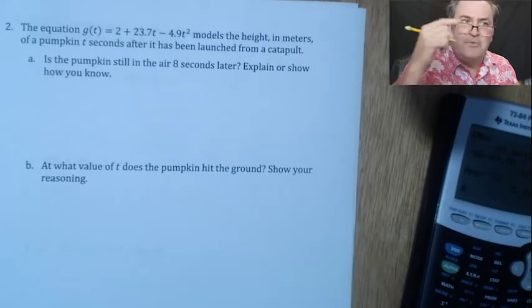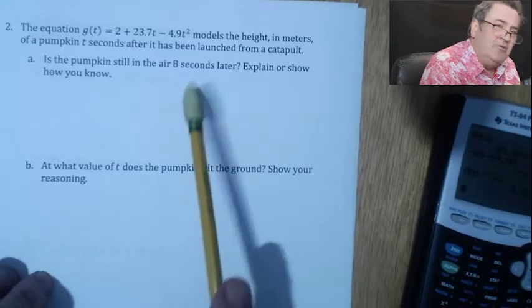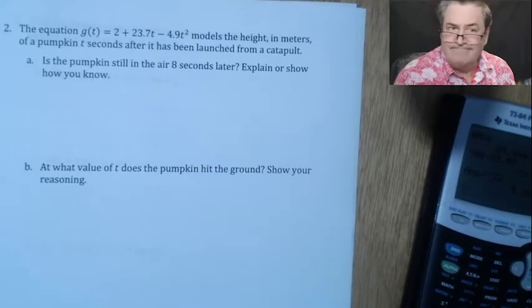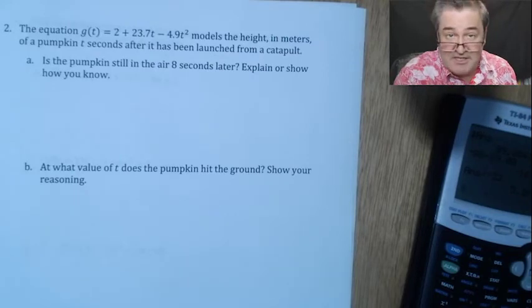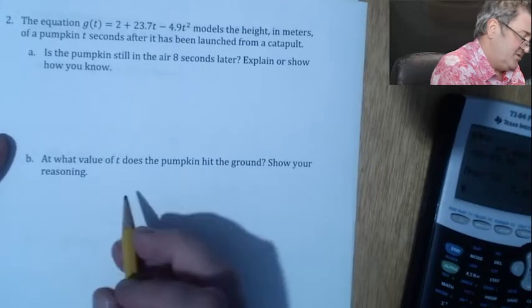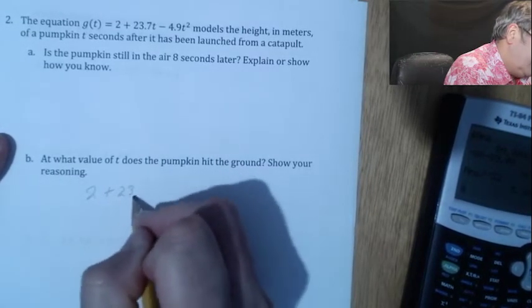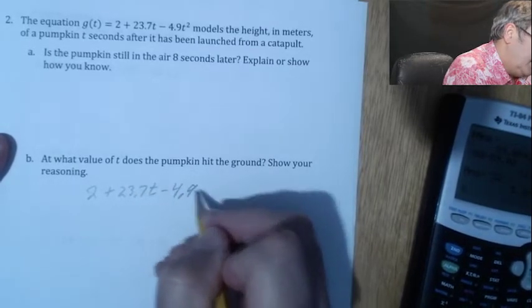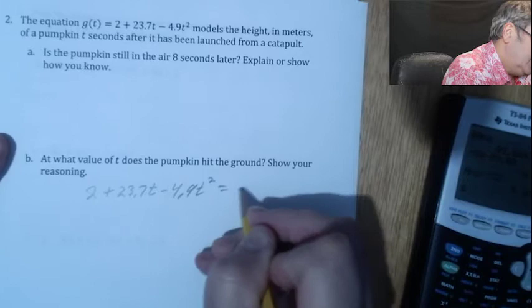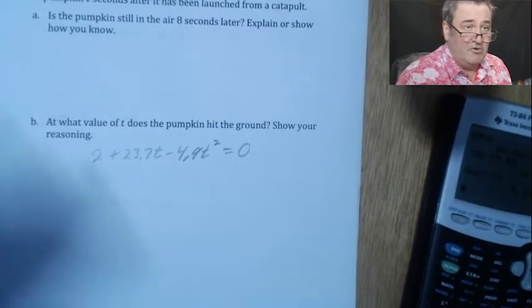Tell you what, I'm going to do problem number 2 first, because if I know when it hits the ground, that will answer the first one, won't it? If it hits the ground in 9 seconds, yes, it's still in the air 8 seconds later. But if it's before that, so let's do this one. 2 plus 23.7t minus 4.9t squared. When's it hit the ground? Right there. At 0 height.